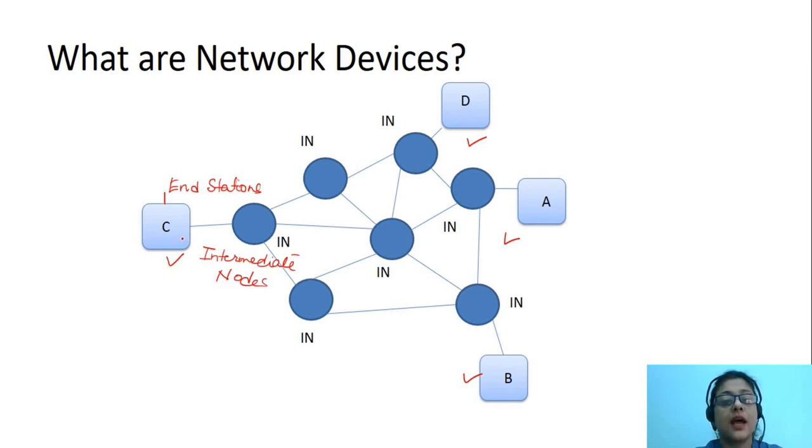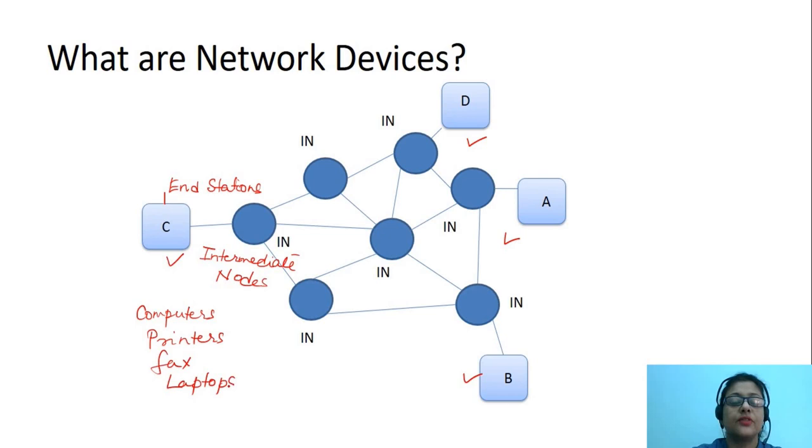End stations are the actual entities or the systems like the computers, printers, fax machines, laptops, etc. And these intermediate nodes are the nodes which are not responsible for looking into the data packets or the user payload.